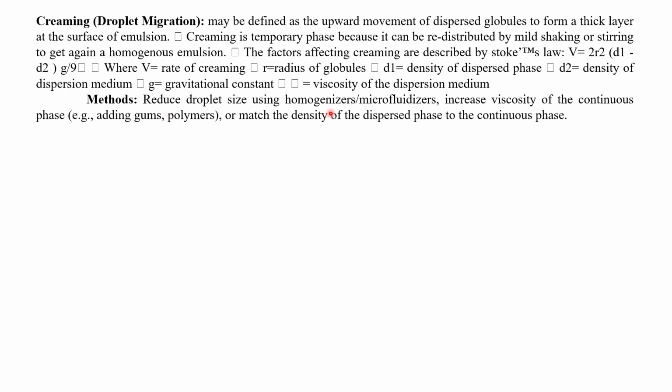How is creaming reduced? By using homogenizers, or by increasing the continuous phase, or by matching the density of the dispersed phase to the continuous phase. We will try to decrease the problem of creaming.